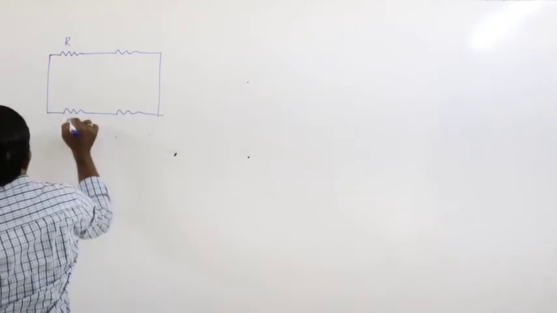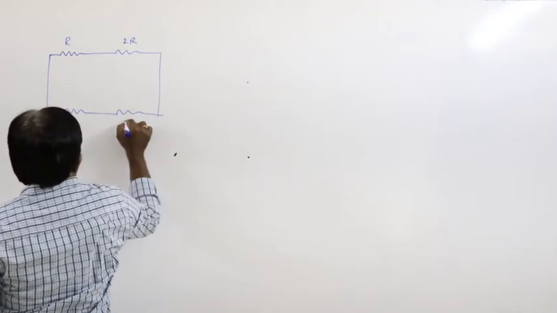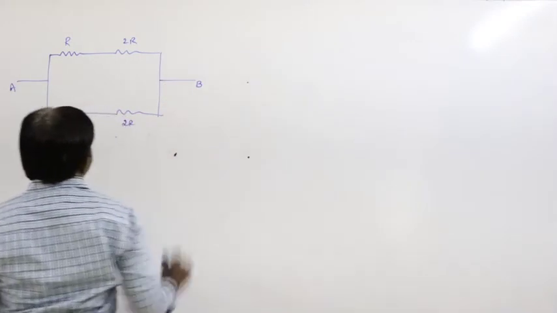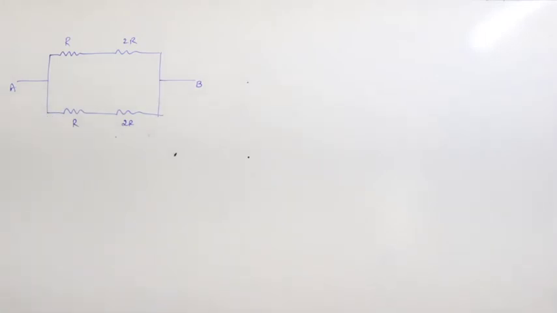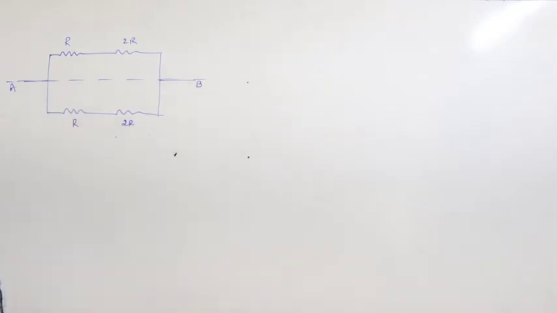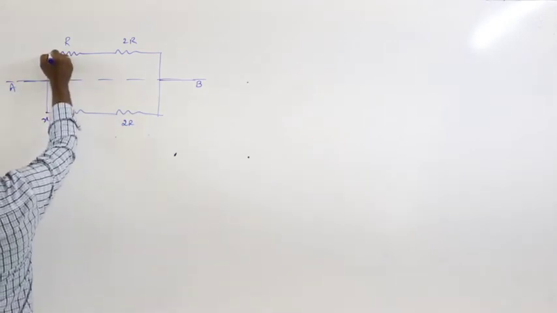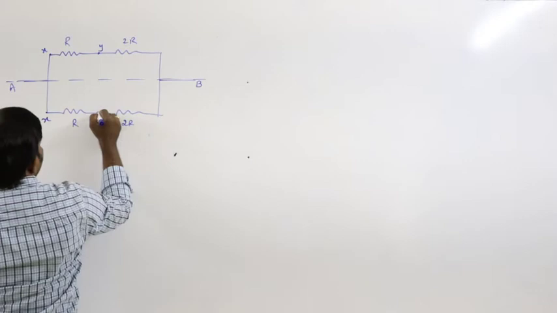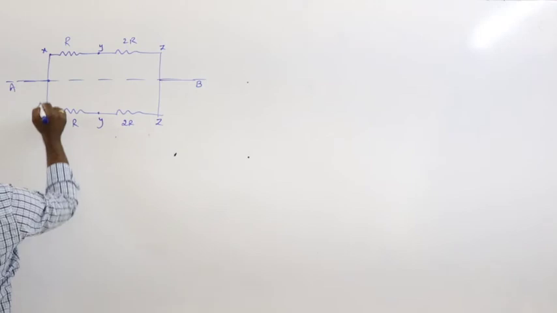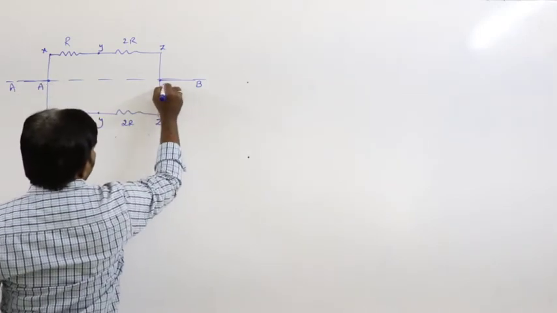Let us say it is R, it is 2R, it is 2R, let us say it is A and it is B. Folding symmetry means we have to consider the symmetry line like this, along where we have to find the effective resistance. Here we must consider the symmetry line, and let us say this potential is X, this is X, this is Y and this is Y, this is Z, Z. Let us say this is the point A and this is the point B.